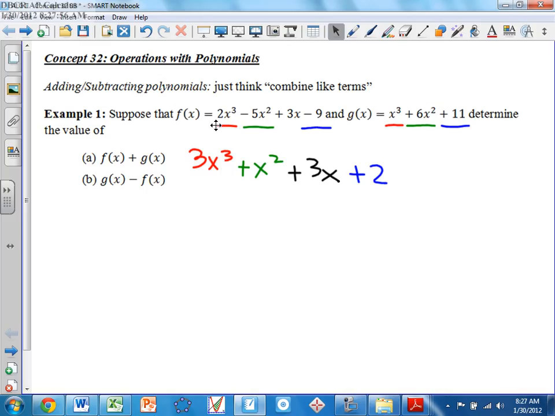Now, who remembers concept 1? What is the definition of subtraction? Add the opposite. Very good. So simply do that, please. What I want you to think before you go anywhere is this: rewrite this as g of x plus negative f of x. In your mind, think of it that way. Trust me, guys.